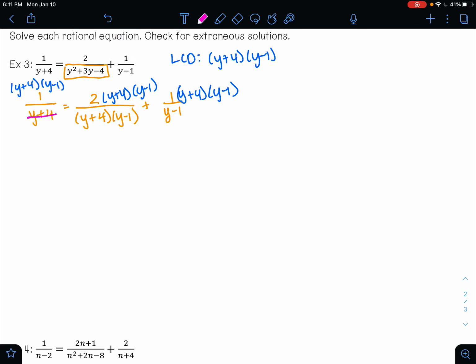Y plus 4 divided by y plus 4 is 1. So those eliminate. 1 times y minus 1 is just y minus 1. Then y plus 4 eliminates with y plus 4, and y minus 1 eliminates with y minus 1, so that just leaves me with 2. And then lastly, on our last term, y minus 1 eliminates with y minus 1. 1 times y plus 4 is just y plus 4.